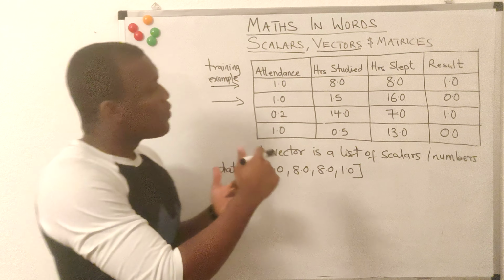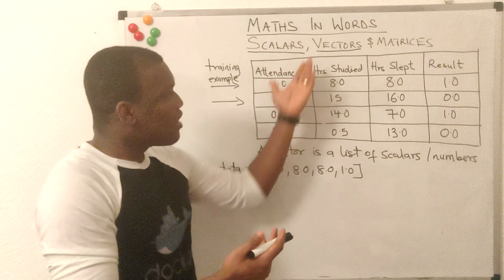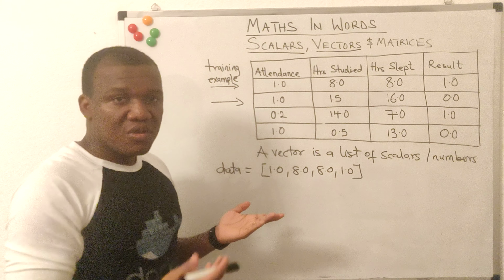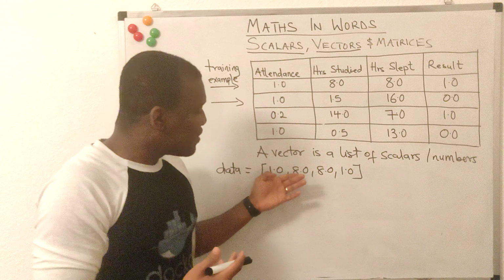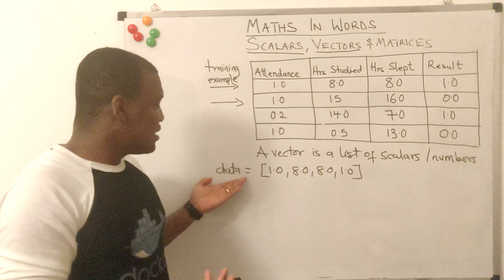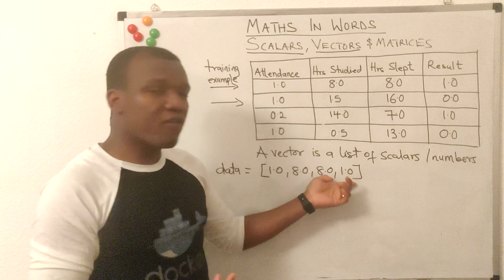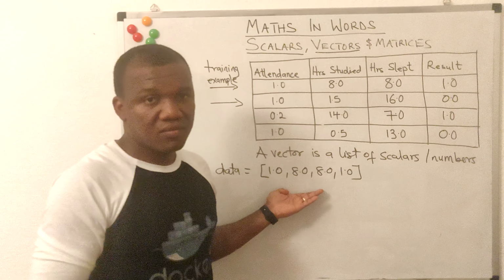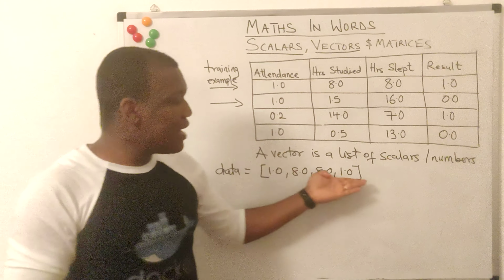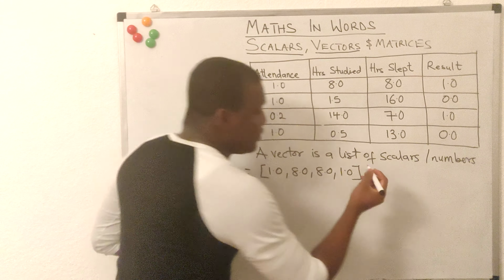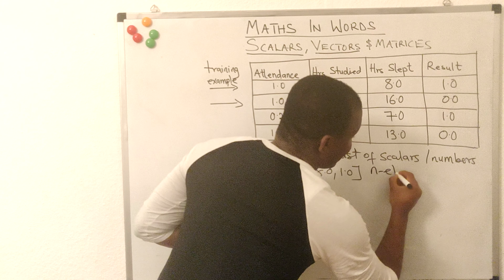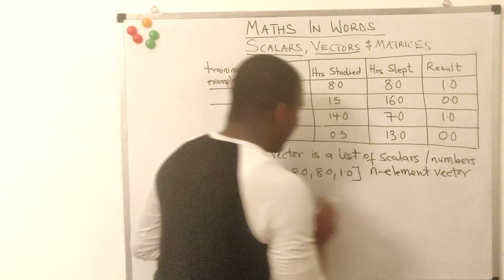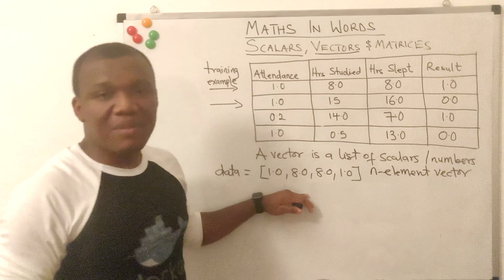Now, one more thing I need you to know about vectors is that a vector has some other attribute which is based on the number of numbers you find in the vector. This vector, for instance, has 1, 2, 3, 4. So the number of elements in this vector is 4. So this is a 4-element vector. So you can say an n-element vector. And in this case, this vector is a 4-element vector.